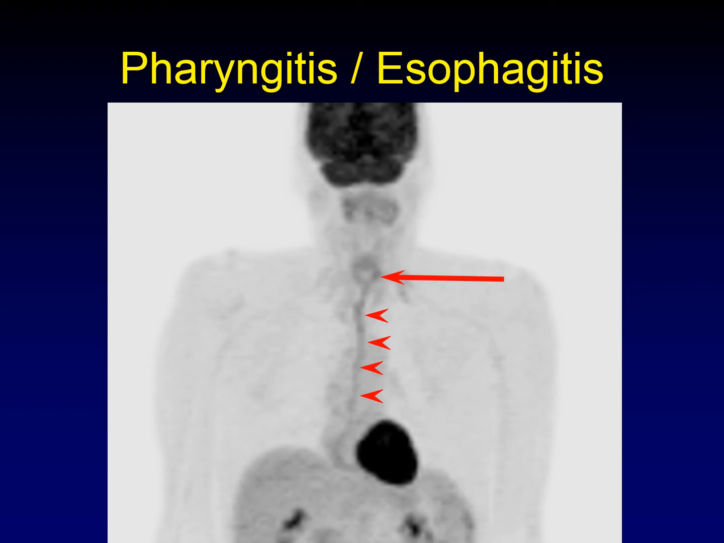We often see uptake along the course of the thoracic esophagus. This is esophagitis, and it is almost always the result of gastroesophageal reflux. In this case, the inflammation goes all the way up to the piriform sinuses.